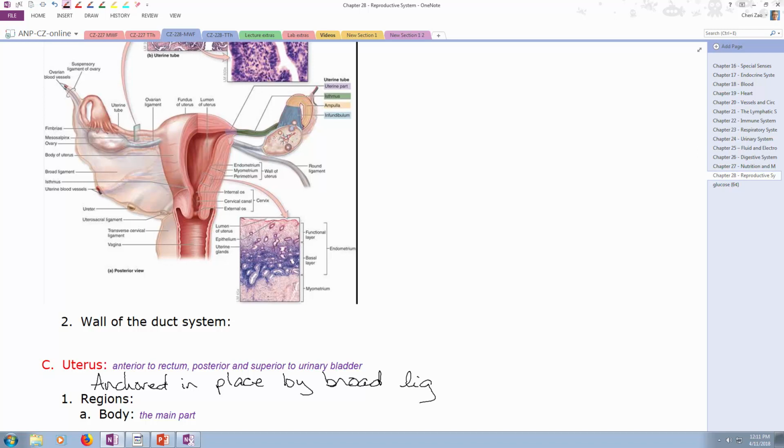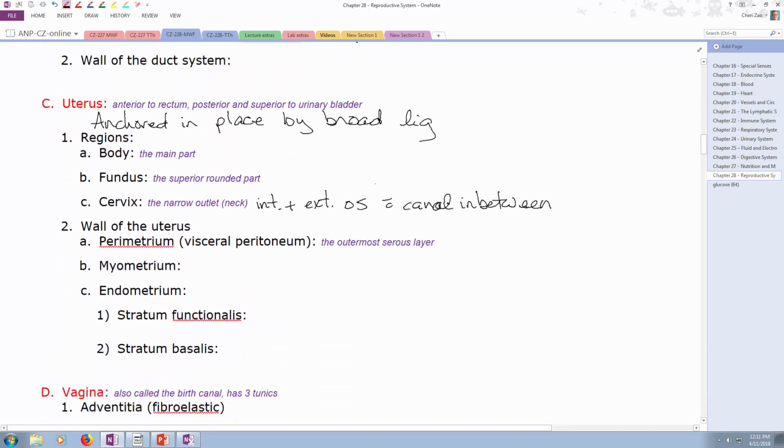Okay, let's go back down to the notes portion here. And wall of the uterus, perimetrium. Perimetrium is a misnomer, and I hope you realize a misnomer means it was misnamed, okay? And because it's actually just visceral peritoneum. That's what perimetrium is, just the visceral peritoneum layer. And we know that's a serous membrane.